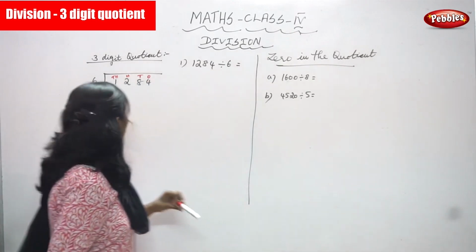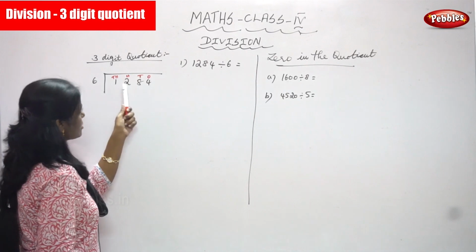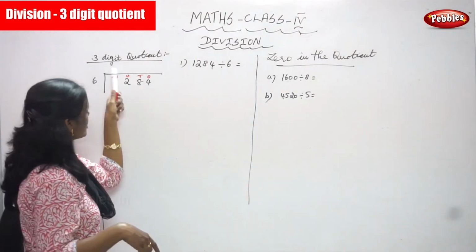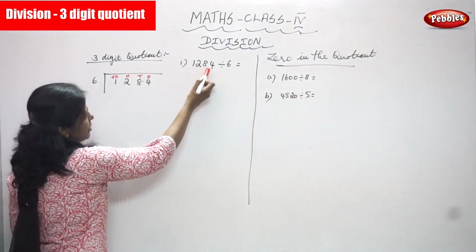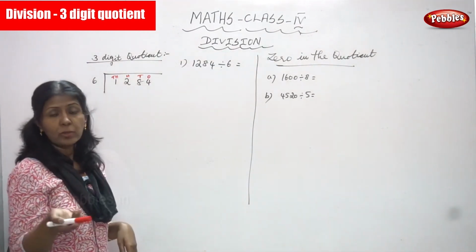Now we are going to see a 3-digit quotient. The dividend is a 4-digit number and the divisor is a single digit, so you can get a 3-digit number as the quotient. So look at the sum: 1284 is divided by 6. You can get the 3-digit quotient.